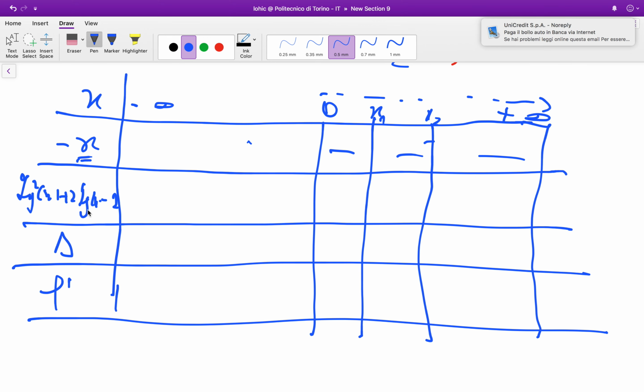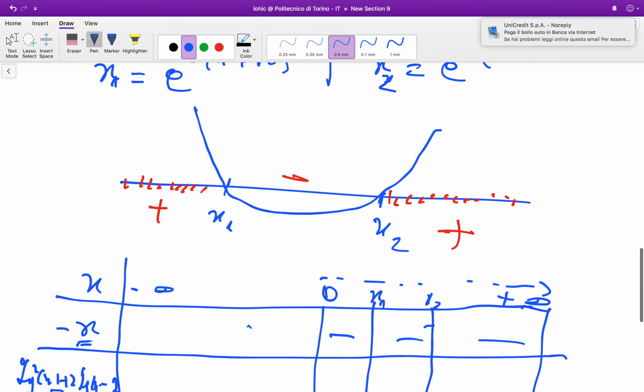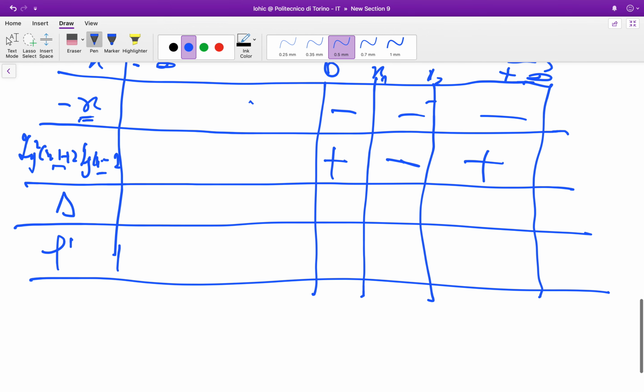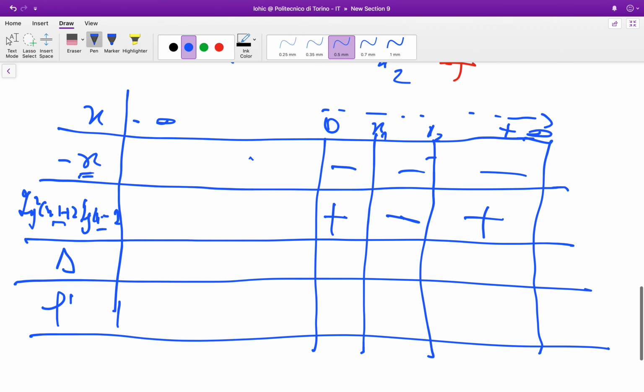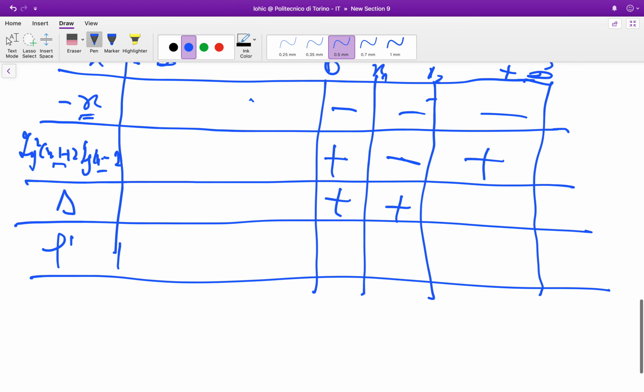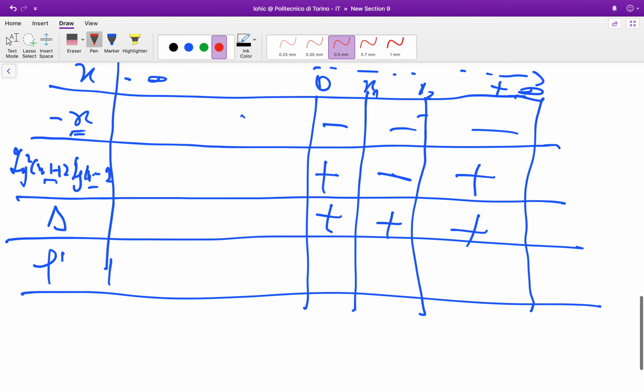Now this one, we saw that in between x1 and x2 it's negative, but outside it is positive. So here it is negative, but here it is positive. Then the denominator here is always positive. So at the end we get that the sign of the derivative is going to be minus, plus, and minus.